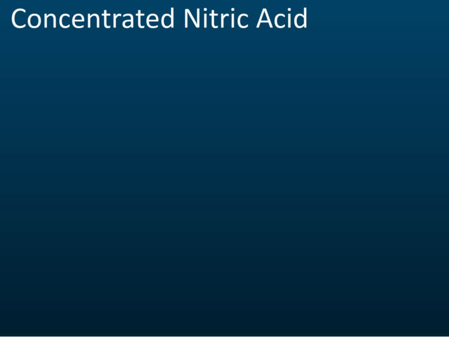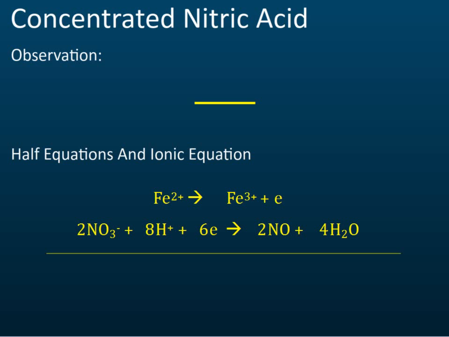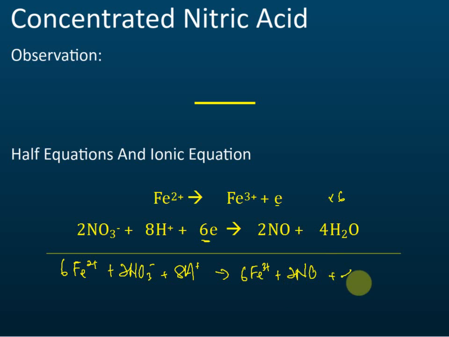Next one is iron 2 reacting with concentrated nitric acid. Again, there are no observations. And these are the half equations. To write the ionic equation, this one we need to times 6, because this one has 6 electrons and this one is just 1 electron. To make it balanced, we need to times 6. So 6 Fe 2 positive plus 2 nitrate plus 8 hydrogen ions. The products will be 6 iron 3, 2 NO plus 4 H2O. So this is the balanced equation.